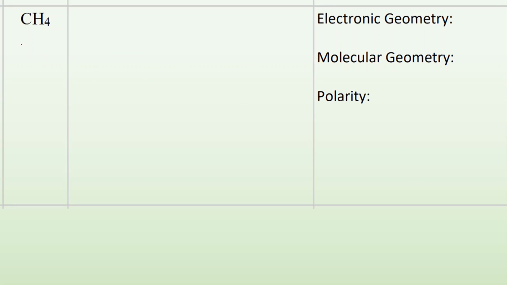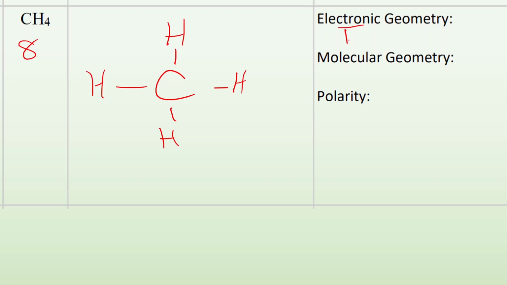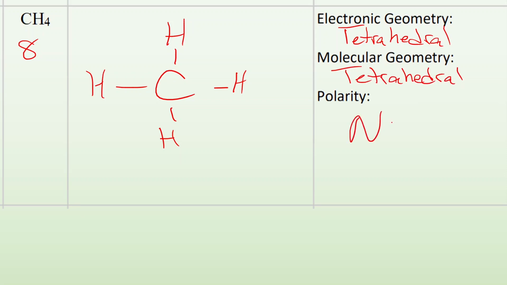CH4 has a total of 8 valence electrons, so it's carbon making 4 bonds to 4 different hydrogens. There we go. The electronic domain geometry with 4 domains is tetrahedral. And because there's no unshared pairs of electrons, its molecular geometry is also tetrahedral, and its polarity is non-polar because there's multiple lines of symmetry, making it a non-polar molecule.